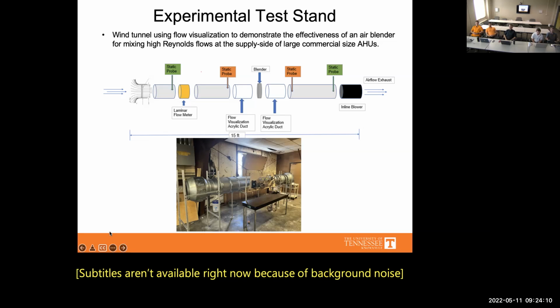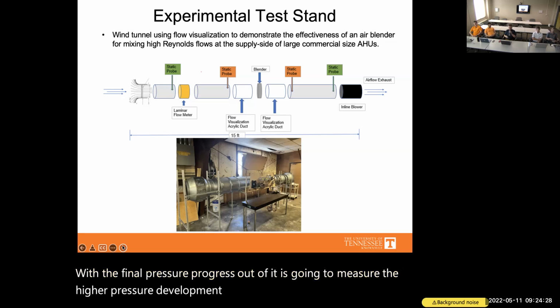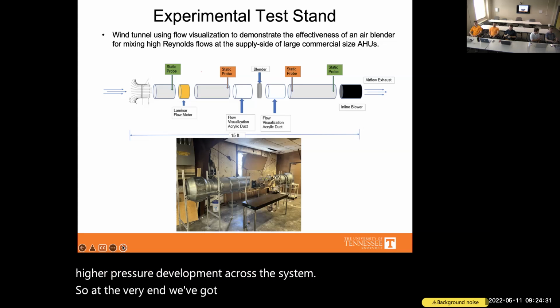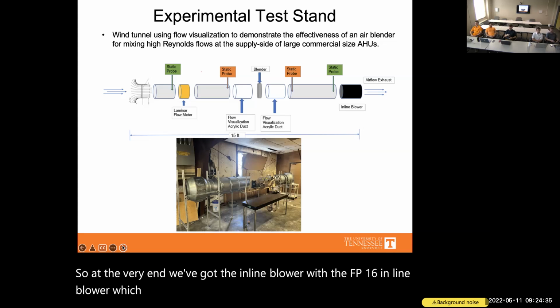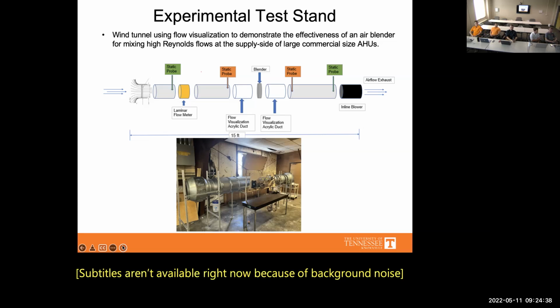After the blender, we've got the second half of our pressure probes for measuring the pressure drop across the blender. And after that, we've got another section of duct with the final pressure probe inside of it that is going to measure the entire pressure drop across the system. So at the very end, we've got the inline blower, which is the FKD16 inline blower that's capable of producing 2,950 CFM at zero static pressure. And then we've got the exhaust of the air.